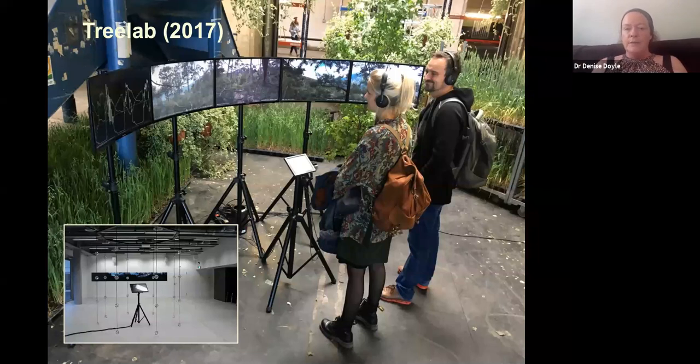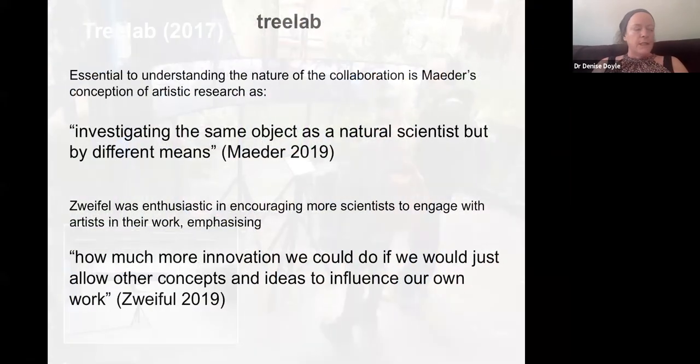And as the project developed, the researchers realized that if they could make these stress-induced plant signals perceivable to humans, then an abstract concept like climate change could be made more tangible through an installation, exhibition, or an environment. And you can see a couple of the examples there. The main one is of Ars Electronica, and I'm not sure where the other one is. So Richard interviewed the two researchers. Don't have time to go into the project too much, but I just wanted to pull out a comment from each collaborator. Firstly, I'm really interested in this quote from Marcus Mader, his conception of artistic research as investigating the same object as a natural scientist, but by different means.